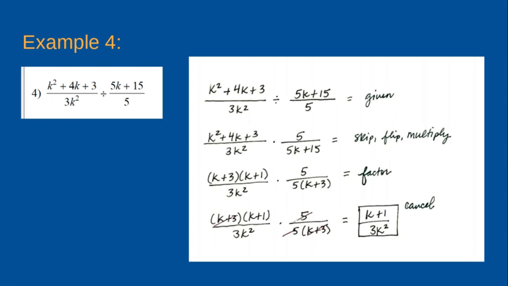Then cancel your brains out. K plus 3's cancel, 5's cancel, and then just read across the top what's left. K plus 1. What's left? 3k squared on the bottom.